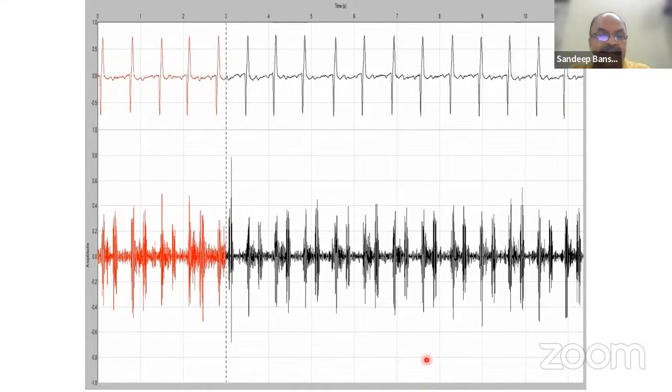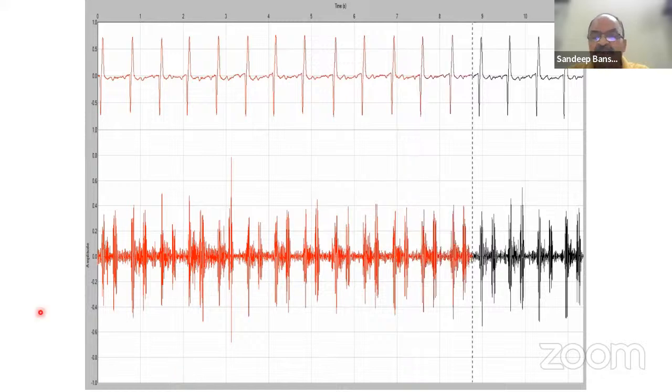I tried to bring the audio of this. I don't know if it can be heard very well. My volume is maximum, but this is how we hear the flow across the pulmonary valve in a patient of ASD.